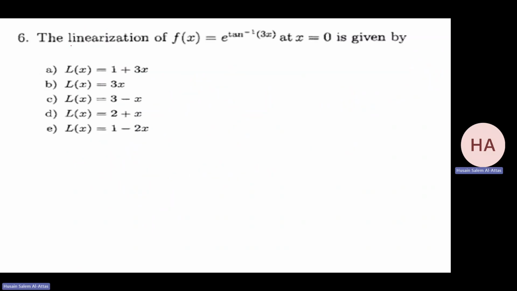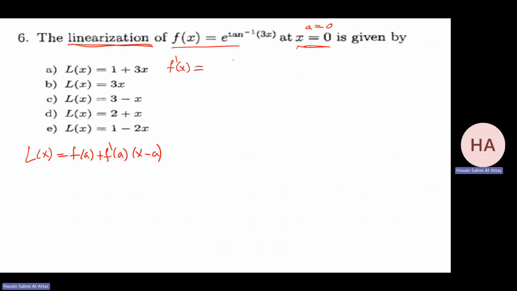Bismillah. Linearization. What do they want? They want L of x. L of x, which is what? f of a plus f prime at a, x minus a. This is a equals 0, and this is f. I need f prime, so I can substitute them directly. That will be what? e to the tan inverse 3x, derivative of this, 1 plus 3x square, times derivative of 3x, which is 3.